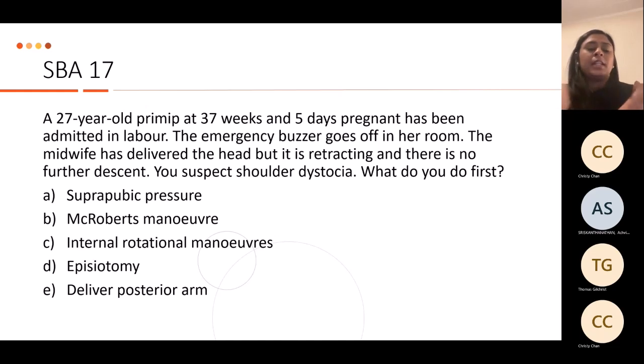So the next one is a 27-year-old primip. She's 37 weeks and 5 days pregnant. She's been admitted to labor ward. The emergency buzzer goes off again. The midwife's delivered the head, but it's retracting and there's no further descent. You suspect shoulder dystocia. What do you do first?